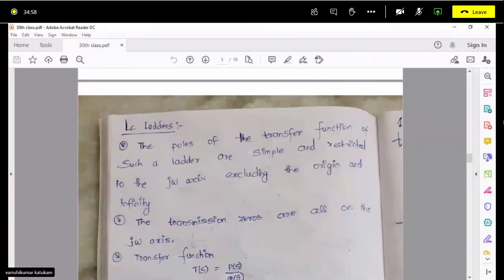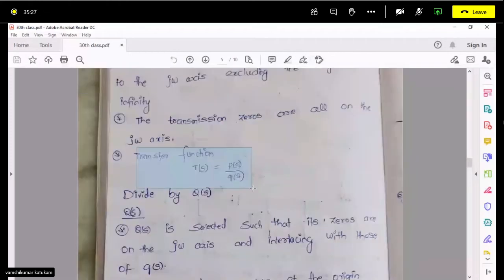So the transmission zeros are all on the j omega axis. That is, the first point is about poles and the second point is about zeros. Both poles and zeros will be on the j omega axis, whereas there will not be a pole at origin. This we have seen for the LC ladder. So when you have imaginary poles, then you can realize using an LC ladder. Same thing, our two-port transfer function, which is V2 upon V1, will be of this form.